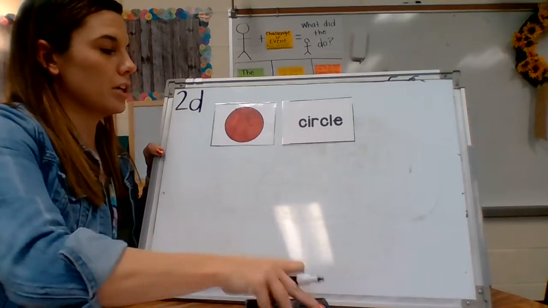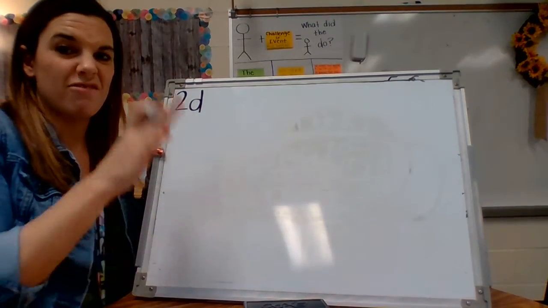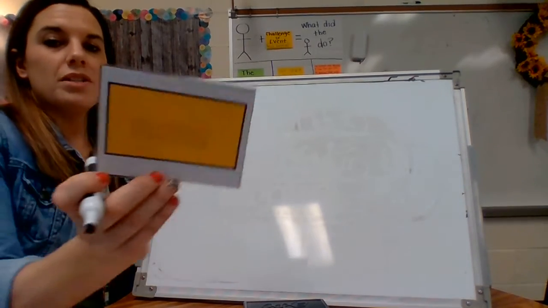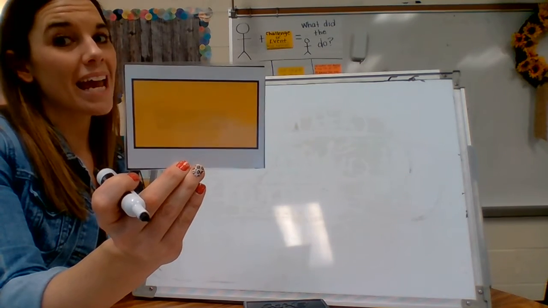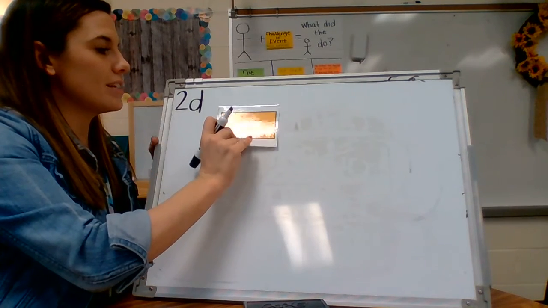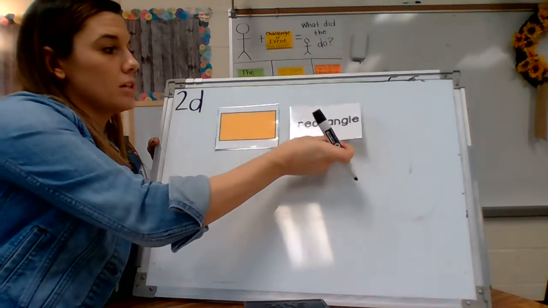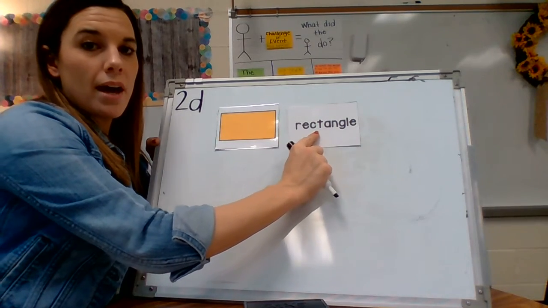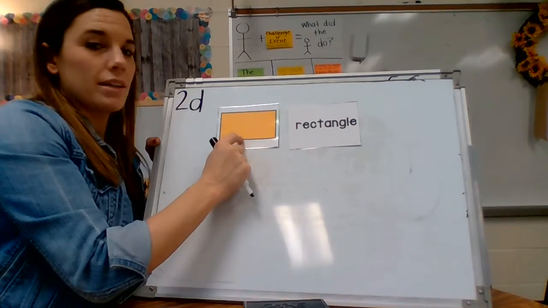Let's look at another 2D shape. And again, 2D shapes are just flat shapes. They're flat, okay? Do you guys know what this is? It's a rectangle. This is a rectangle. I'm going to put the word up here and we're going to check it. So everybody read the word with me. Here we go. Rectangle. Rectangle. Is this the rectangle?